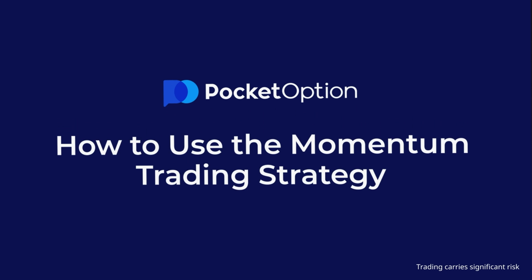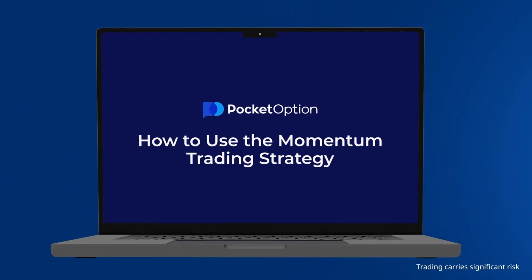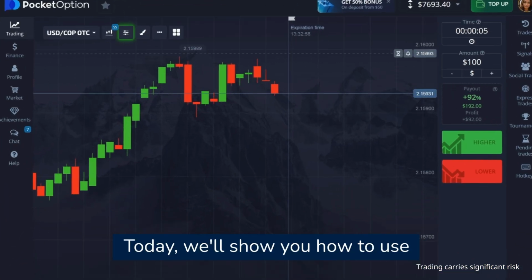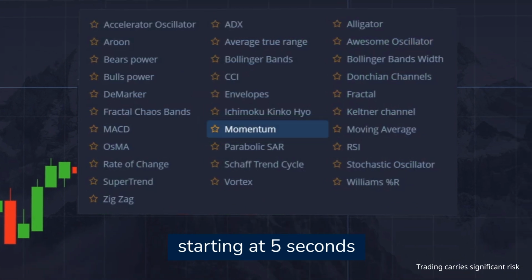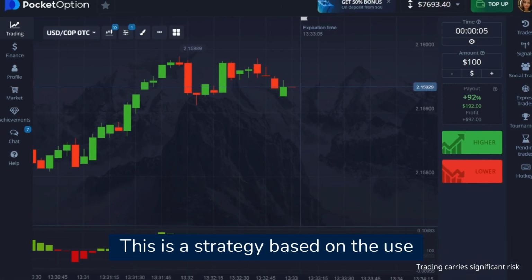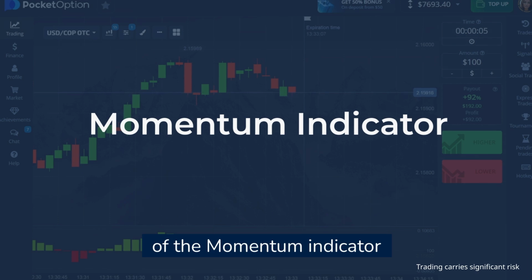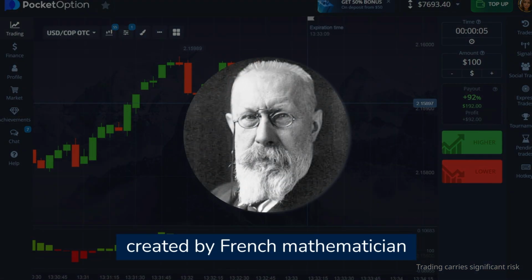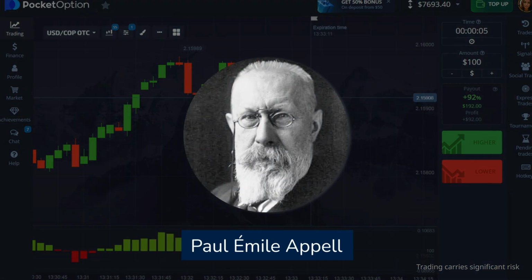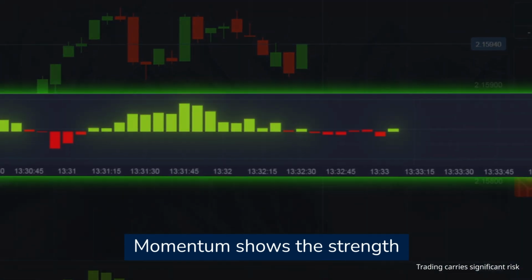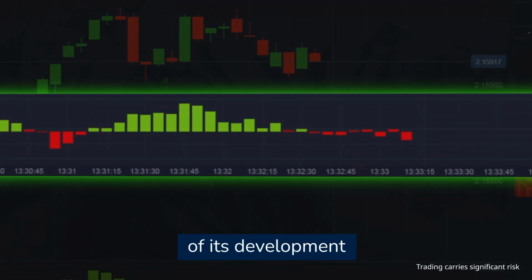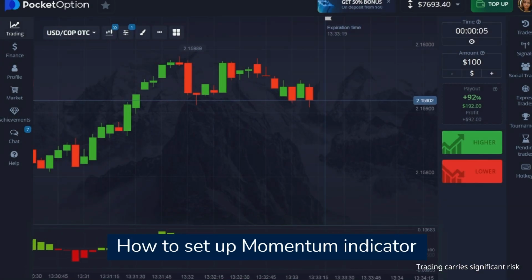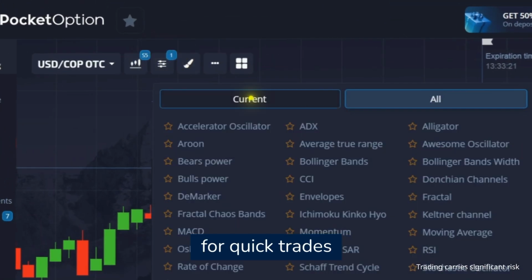How to use the momentum trading strategy. Today we will show you how to use the momentum strategy for quick trades starting at 5 seconds. This is a strategy based on the use of the momentum indicator created by French mathematician Paul-Émile Appel. Momentum shows the strength and direction of the trend, as well as the further potential of its development. How to set up the momentum indicator for quick trades.